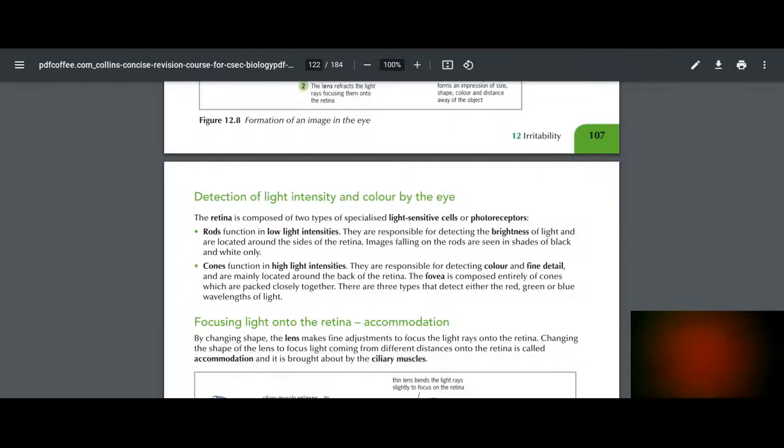So now we have the retina, which is composed of two specialized light cells, or photoreceptors, known as the rods and the cones. The rods function in low light intensity and the cones function in high light intensities. What is the rod responsible for? They are responsible for detecting brightness of light and are located around the sides of the retina, and the cones are responsible for detecting color and fine detail.